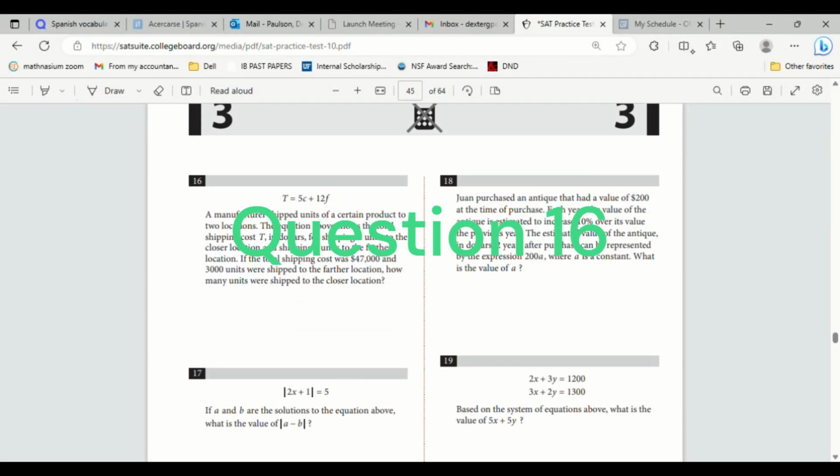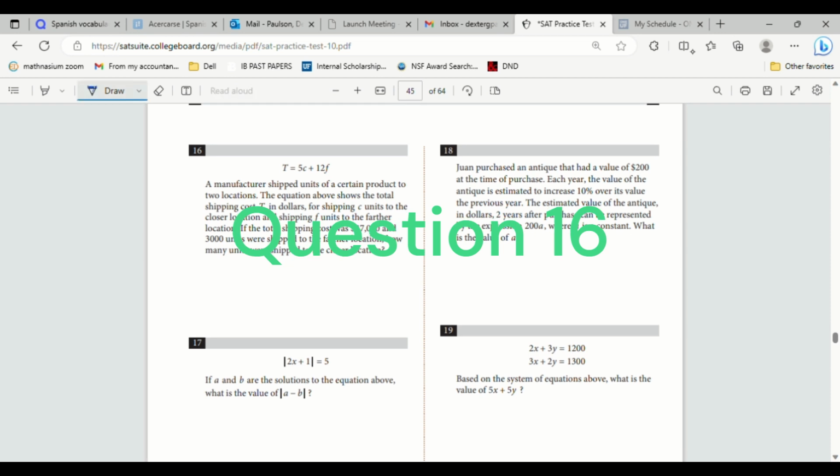Number 16, a manufacturer shipped units of a certain product to 2 locations. The equation above shows the total shipping cost, T in dollars, for shipping C units to the closer location and shipping F units to the further location. If the total shipping cost was $47,000 and 3,000 units were shipped to the farther location, how many units were shipped to the closer location?